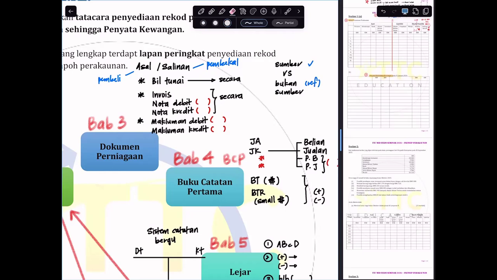There's no transaction happened yet. That's why bukan sumber is only for reference purpose. We will focus more on sumber. For document sumber, as what we learned before, if not mistaken, I think we got totally 18 documents that we are going to record. But out of the 18 documents, I cannot go through one by one again for you lah. I will go through the detail when we go through the questions later.